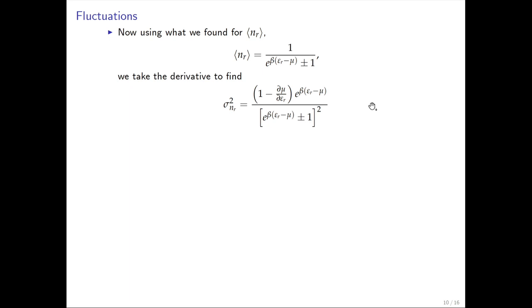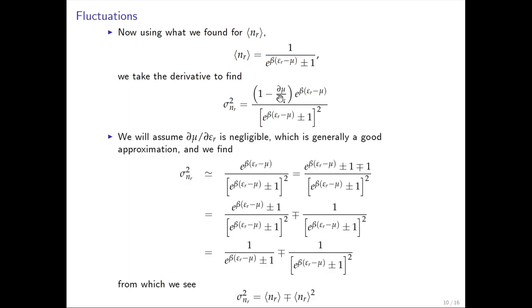And you look at that and we'll say, well, we're going to assume this term, the partial of mu with respect to this energy, one of these energies, we just changed one energy of the state. You know, we have a lot of states involved, right? So changing one of those is probably not going to do much. So we'll assume it's negligible, which is generally a good approximation. So we get rid of that term. And then we find that the variance is basically equal to this here. We still have this downstairs. We have this term upstairs.